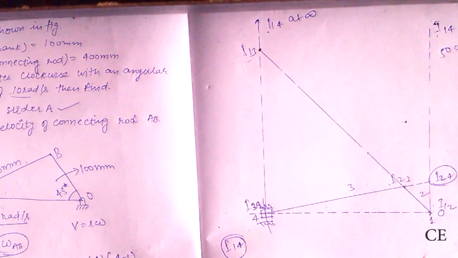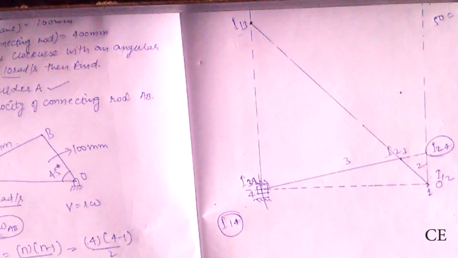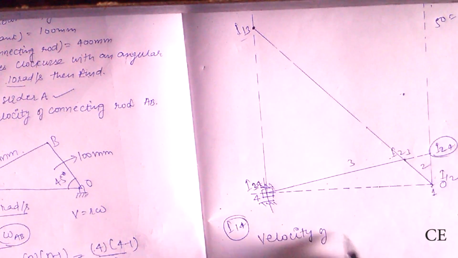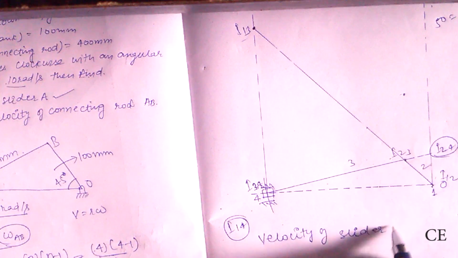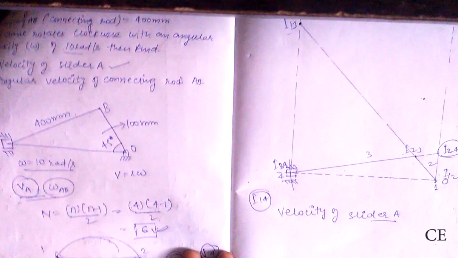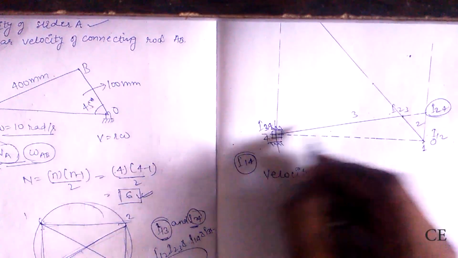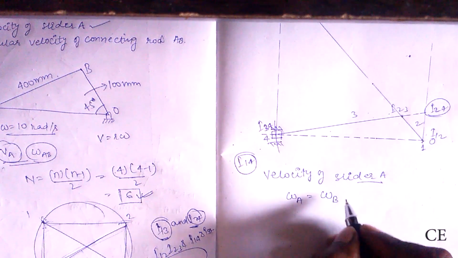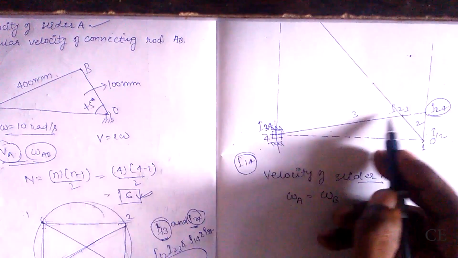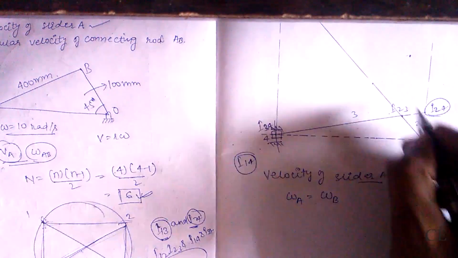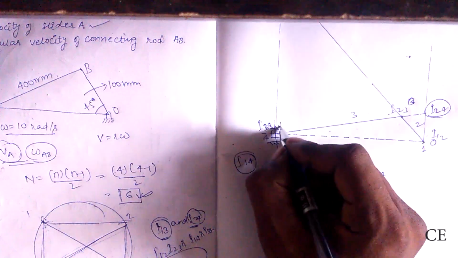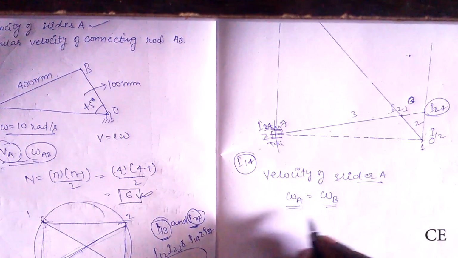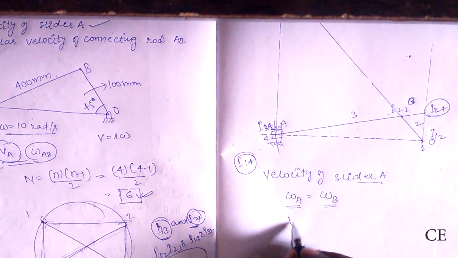using the formulas. First of all we will find the velocity of slider A. For finding the velocity of slider A, we know that the angular velocity for this whole link would be the same. So omega A would be equal to omega B. The omega at all the points on this link is the same. This one is O, B, and this one is A.